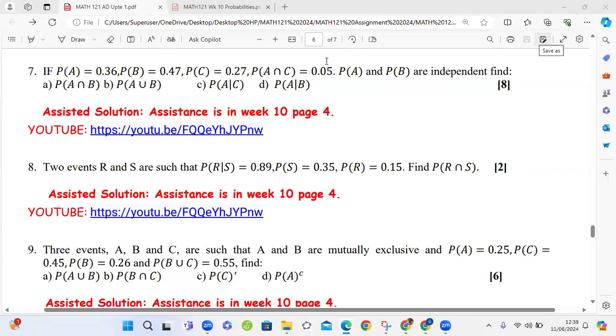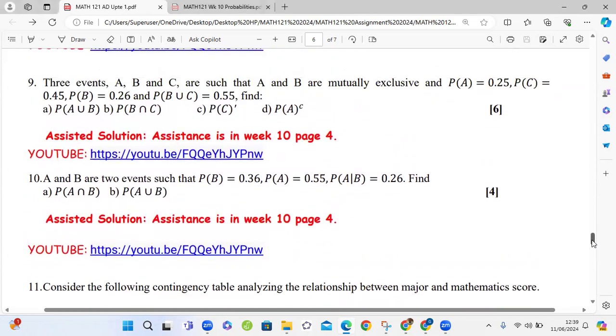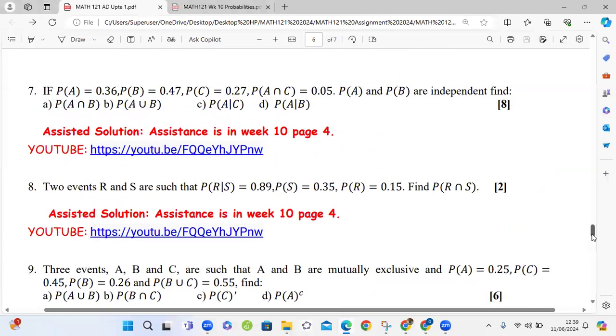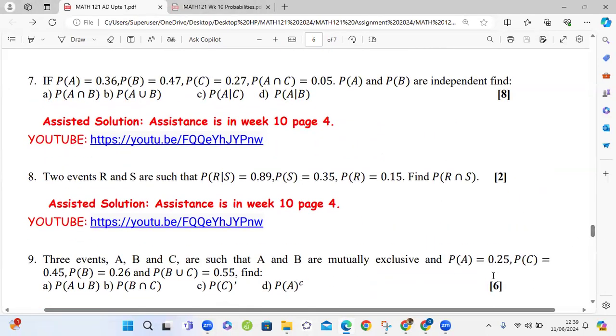This recording is based on number 7 in assignment D. This type of question, question 7, 8, 9, and 10, can be called algebraic type questions, so probability analysis. Basically, what you've got to do is look at the information that is there, look at the question that is being asked, and then you'll go to week 10 or to the list of formulas to select the appropriate formula based on the information and the question.